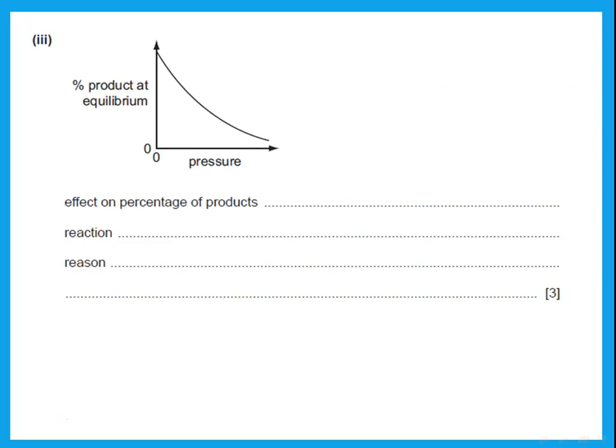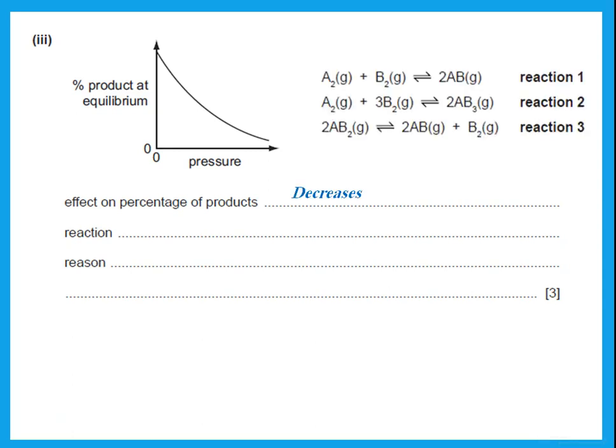Okay, now this reaction, this graph states that as I increase the pressure going from 0 to the right, I increase pressure. What's happening to the percent product? The percent product is decreasing. Now, which reaction are we talking about? Well, let's take a look.